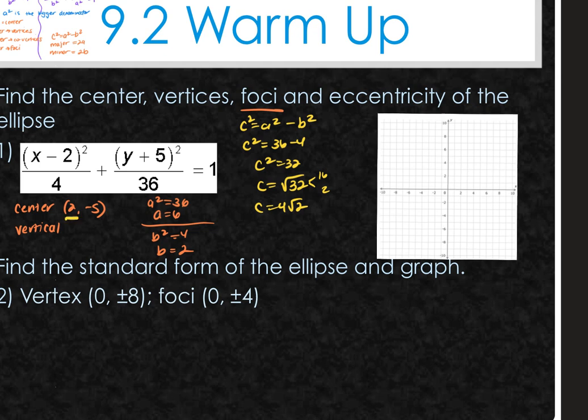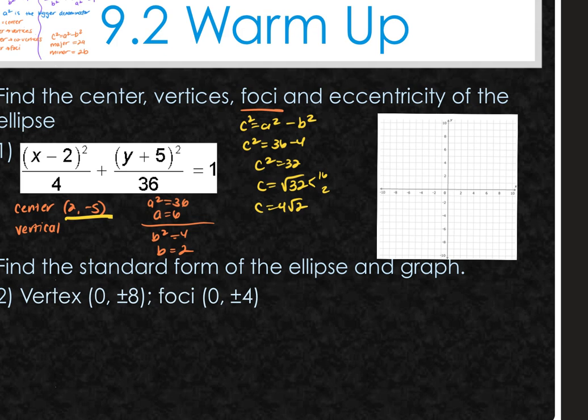So I would take my center and I would add and subtract, for the vertices, I'd add and subtract a from the y. For the foci, I'd add and subtract, excuse me, c to the y. And then for the co-vertices, I would do b on the x. So if you want to do it that way, go ahead. If you're a visual person and you want to graph it, then graph it.